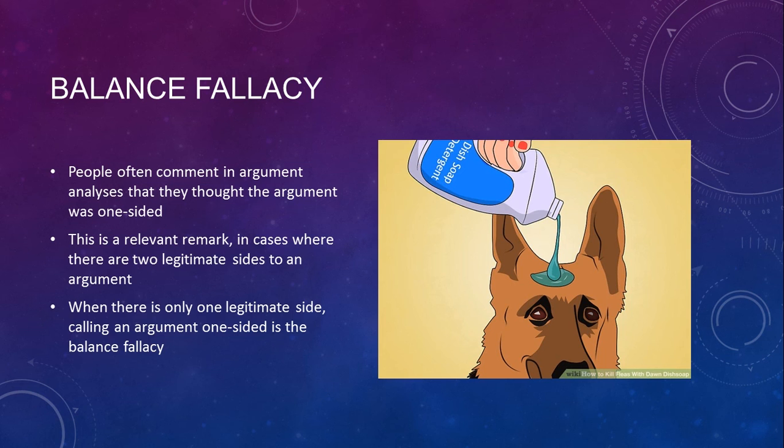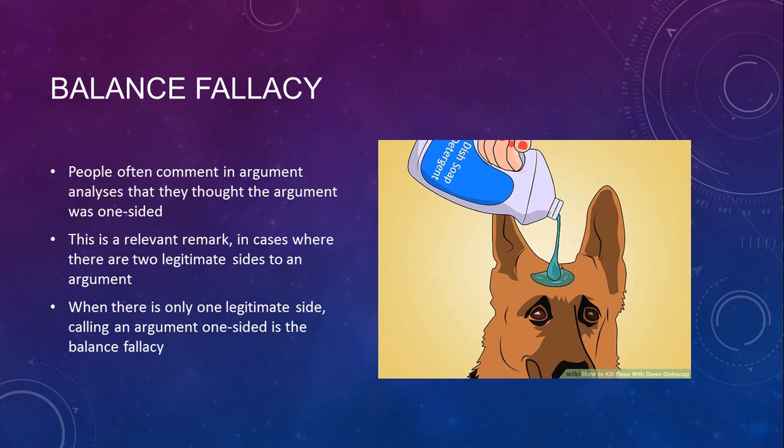Again, with all of these fallacies, there's a version of it that makes sense and a version of it that doesn't make sense, and it might not always be clear which one you're looking at. But the version of this that makes sense is when you've presented one side of an argument of which there are two legitimate sides, right? And when there's only one legitimate side, that's an unhelpful, asinine thing to say, yeah?